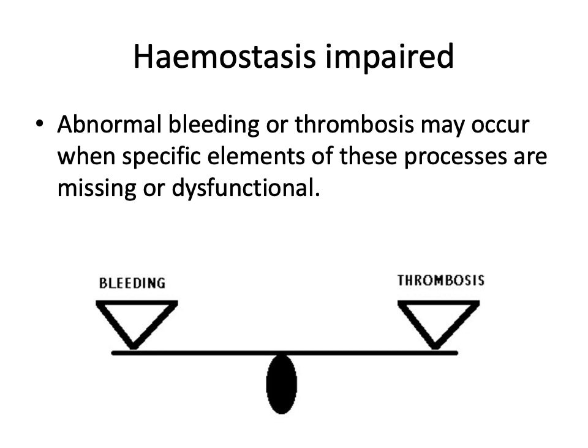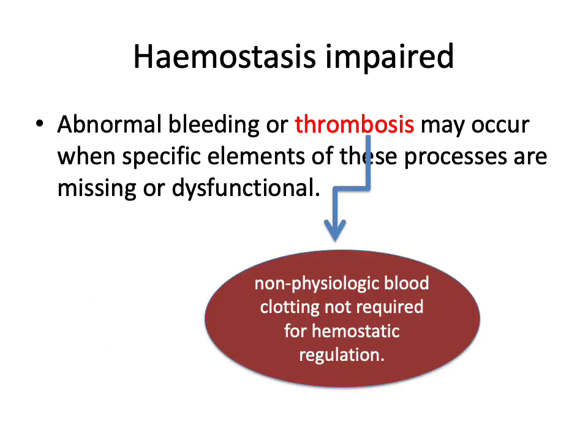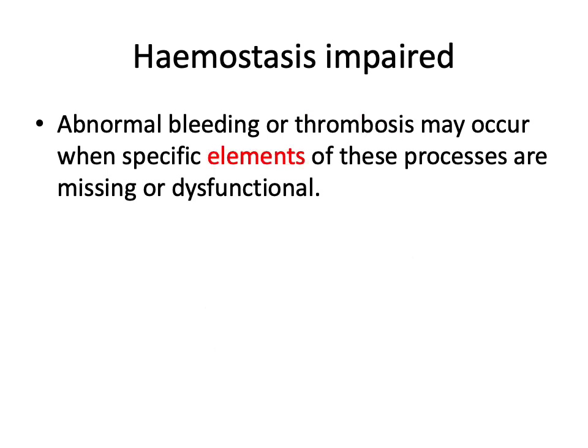When hemostasis is impaired, abnormal bleeding or thrombosis may occur when specific elements of these processes are missing or dysfunctional. For example, thrombosis is a process where non-physiological blood clotting, not required for hemostatic regulation, happens. And this can happen when there is an imbalance of specific elements in these processes.